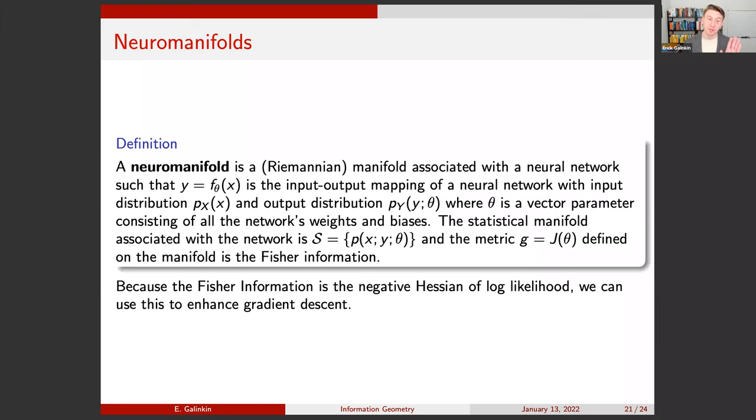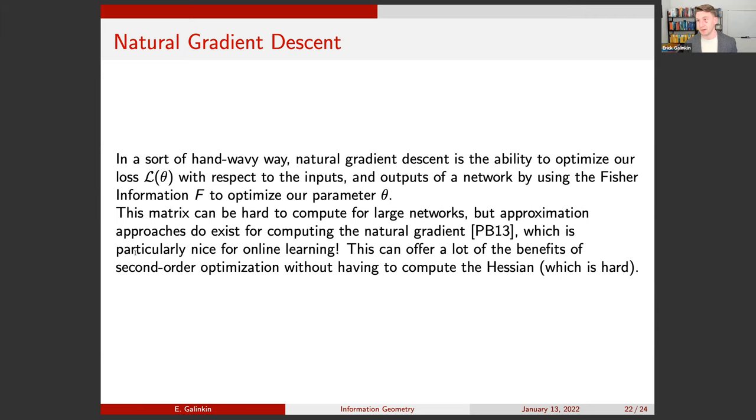And because the Fisher information is exactly the negative Hessian of log likelihood, right? Log likelihood being the thing that we want. We want to minimize log likelihood. We can actually use the Fisher information for gradient descent. The Fisher information tells us what the path of steepest descent is on this manifold.